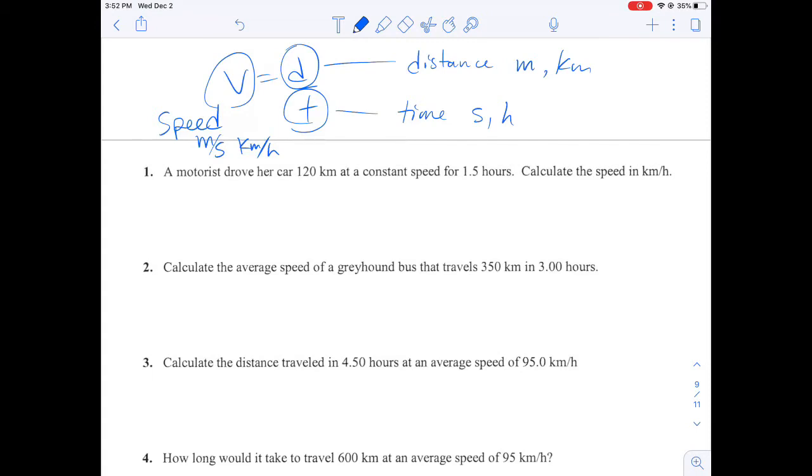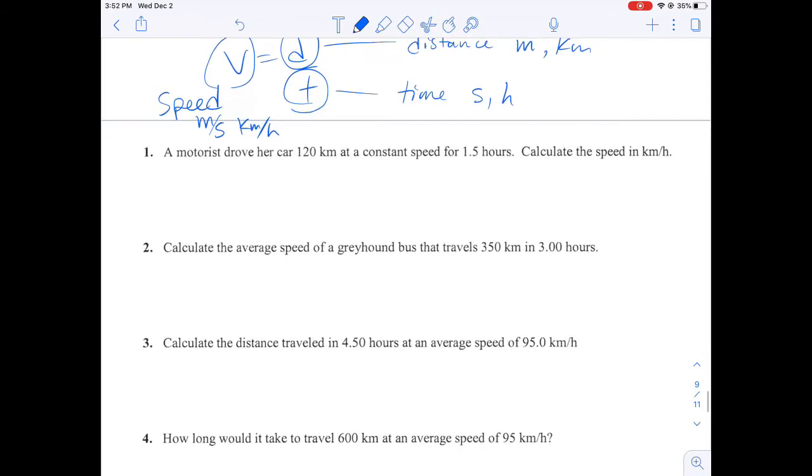units that we do. So whenever we're doing one of these questions, what we want to do is a quick little diagram, list our variables, and then rearrange our formula and substitute in and get an answer.